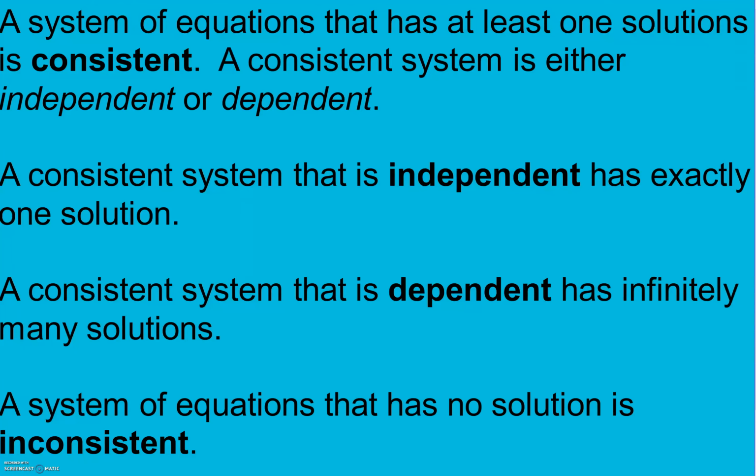Continuing section 6.1 here, a system of equations that has at least one solution is consistent. A consistent system is either independent or dependent. A consistent system that is independent has exactly one solution. Those are the ones we found on the last few examples. Something like (2, -1), (5, 7). So if there's exactly one ordered pair, then it's independent.